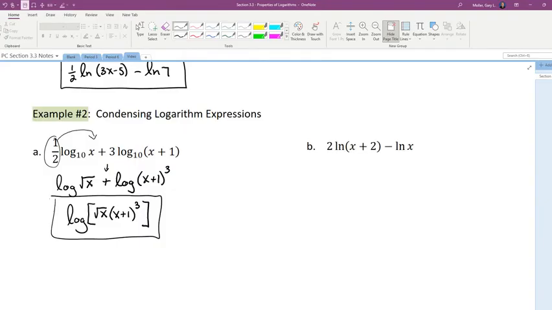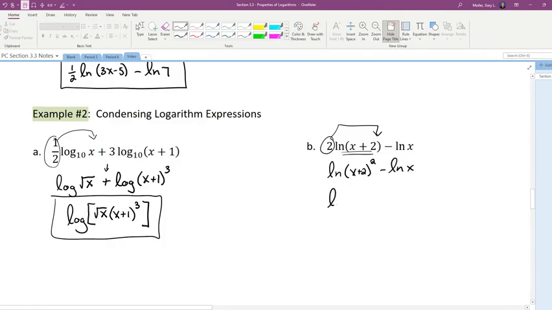Part B is going to be pretty similar. I have a 2 only attached to this term, so I deal with that power first. So that turns into natural log of x plus 2, the quantity, squared. And then I'm subtracting two different logarithms, so I can combine them together into one logarithm. And I get that statement right there.